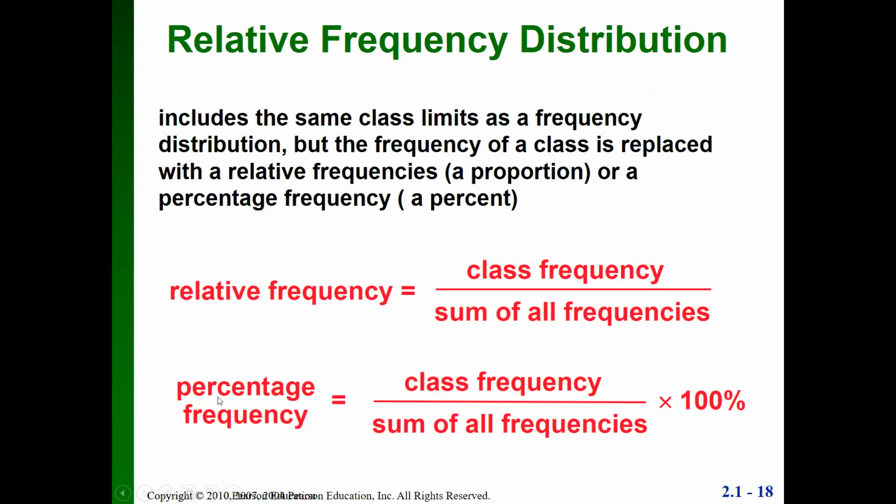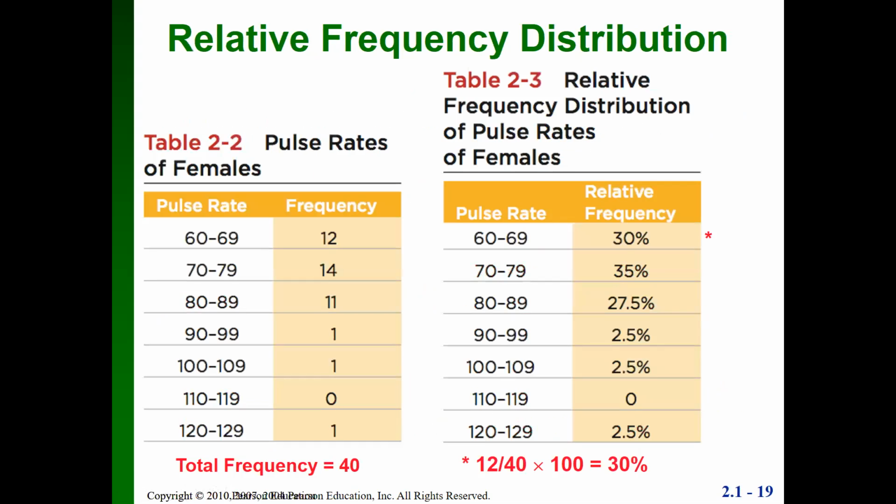Relative frequency and percentage of frequency are two methods we use to calculate how many units are in a class. So here, for the women again, we had 12 appearances in the 60 to 69. The total frequency is 40. So the relative frequency is 12 out of 40, which reduces down to 3 out of 10. Divide each of those by 4. Remember that from algebra. So we get 3 out of 10, which is 30%. So we have a relative frequency of 30%.